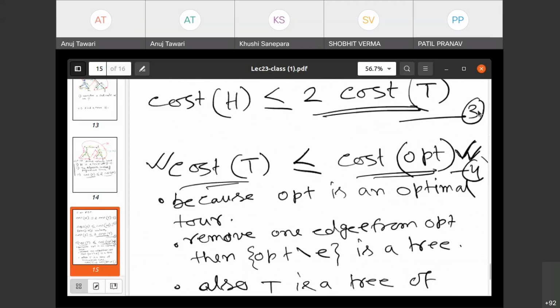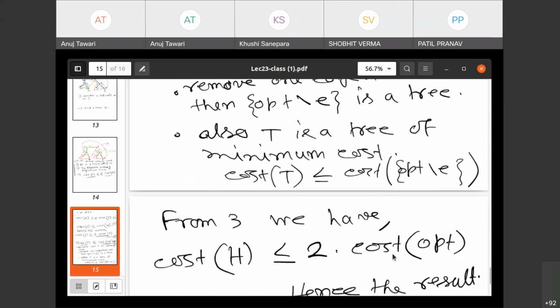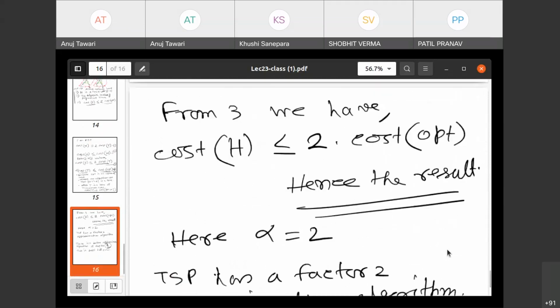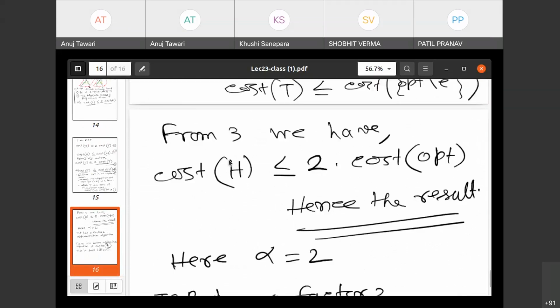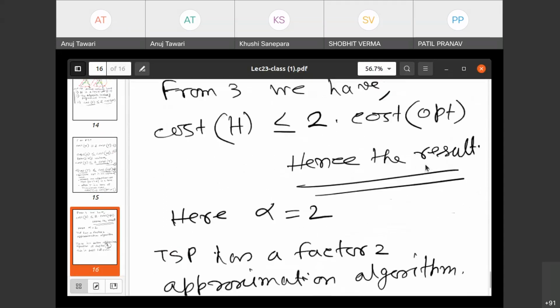And now we apply this third and fourth equations together, and what you get is that cost of H is at most twice the cost of optimum. And hence we get that it is an approximation. So here alpha will be equal to 2. H was the tour which we obtained finally, and it is at most double the cost of the optimum. So here we have a two-factor approximation algorithm. Any questions on the algorithm or the correctness analysis?